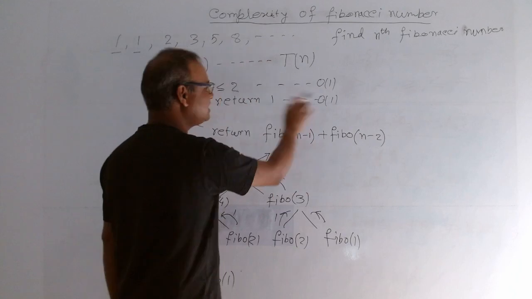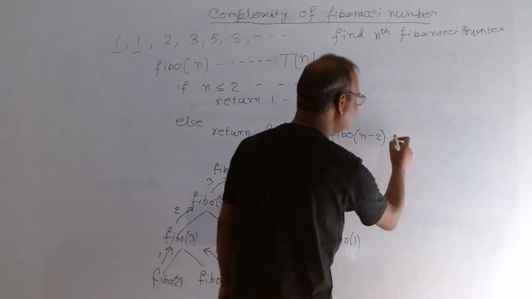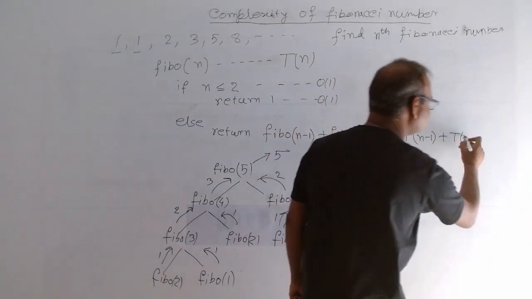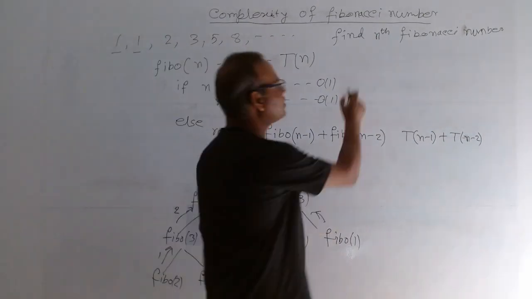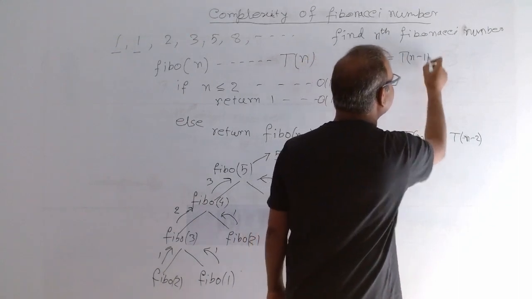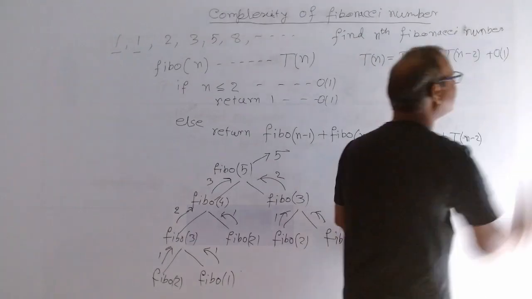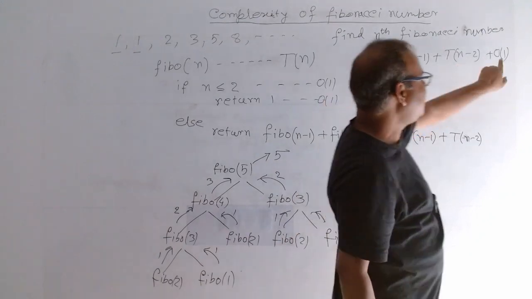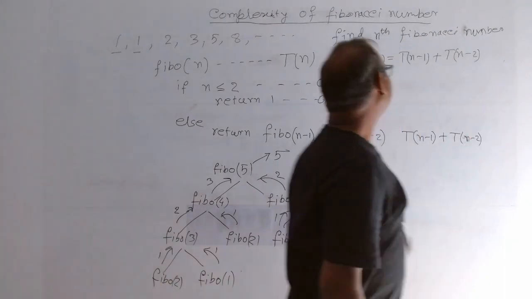This instruction is one operation, this instruction is one operation, and what will be the cost of this one? If this is T(n), the cost of this will be T(n-1) plus T(n-2). So what is the total cost? Total cost is T(n) equal to T(n-1) plus T(n-2) plus order of 1. For the time being, I can ignore this, because in order notation this is a constant factor. So let's remove this. Now what is the complexity?